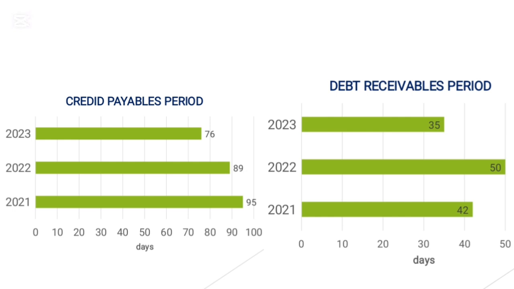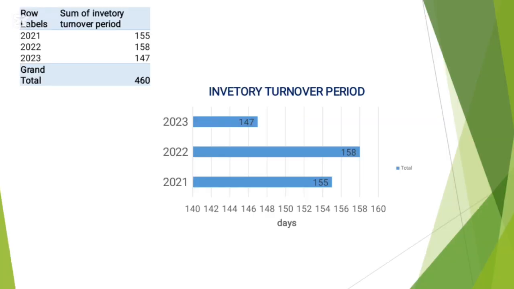Also in 2022, we are seeing that they are given 50 days to collect the monies from the debtors, and to pay their creditors, they are given 89 days, which is a very good sign for the organization. So they are given 89 days before they can even pay their creditors. So we move straight to the inventory turnover period.